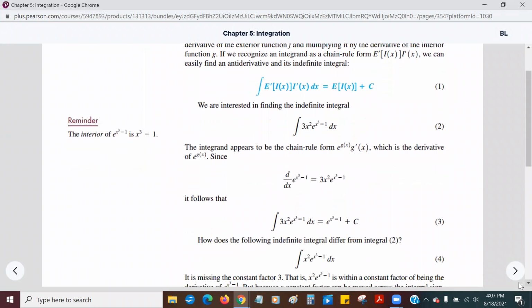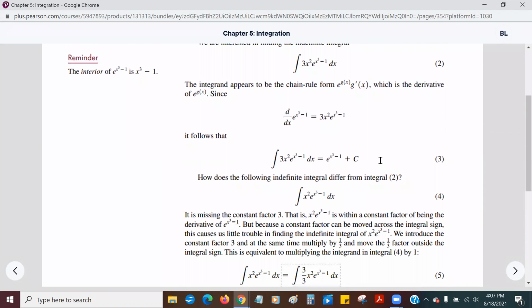So let's look at an example here. We want to find the integral, and let me just show you how it works. I think it's easier, then we'll look at all the fancy stuff. We have the integral of 3x squared times e to the x cubed minus 1. Now, e to the x cubed minus 1 is like a composite function, and the interior of it is the x cubed minus 1.